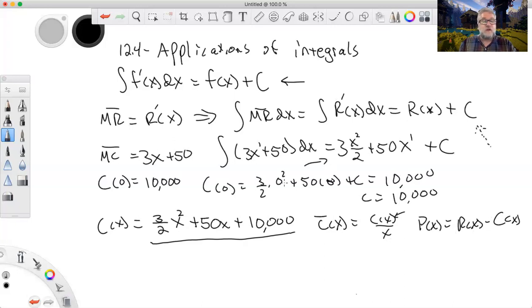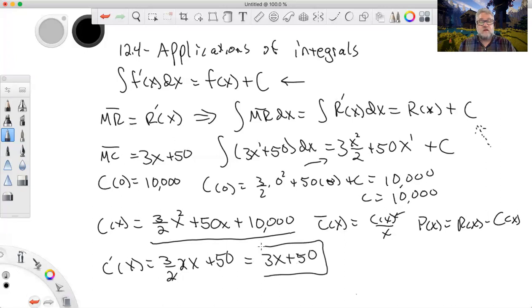But let's do something for fun, and I promise this will be fun. Let's take the derivative of the cost function. Oh, that would be fun. Okay, so it's 3/2 times, the 2 comes out front, x plus 50 becomes 0. Oh, look, the 2's cancel. We ended up with 3x plus 50. Look at that. That is the same as our marginal cost function we started with.